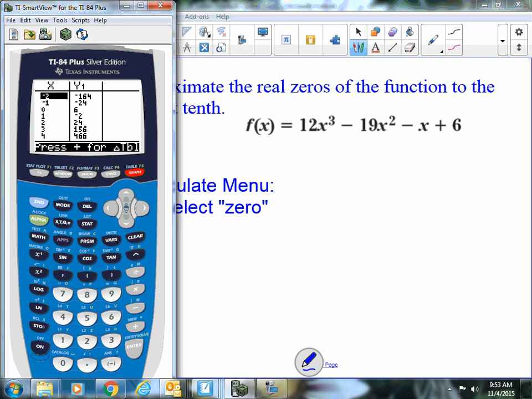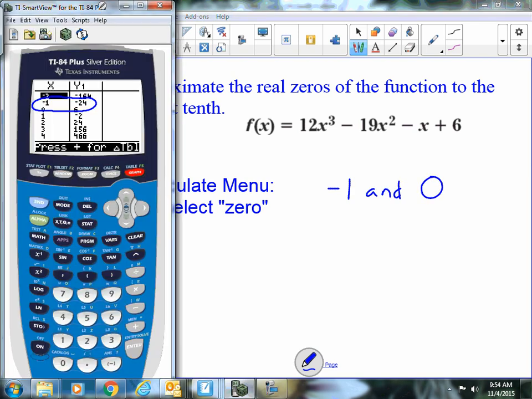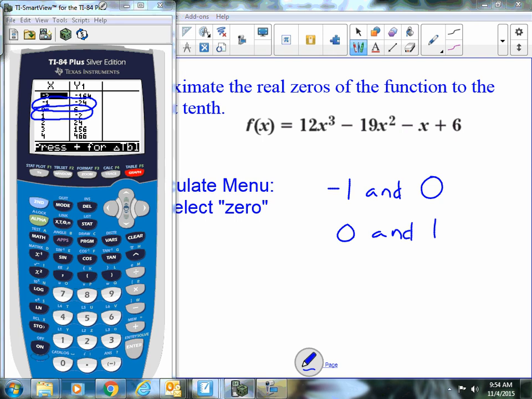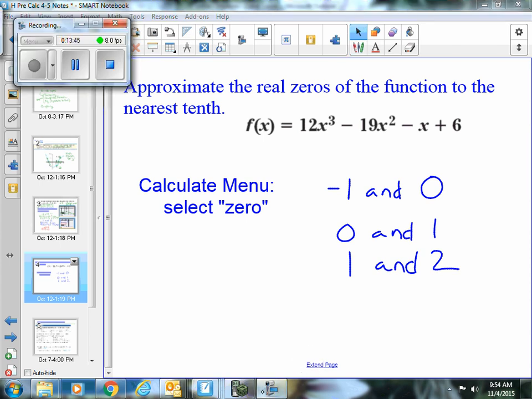Looks like the first one's happening here between -1 and 0. So it looks like I have one between -1 and 0. All right. Next one looks like is happening between 0 and 1. And then our last one, because we have 3 real roots, looks like it's happening between 1 and 2. So they're happening kind of boom, boom, boom here, right in a row. So we have those 3 zeros kind of happening all at the same time.